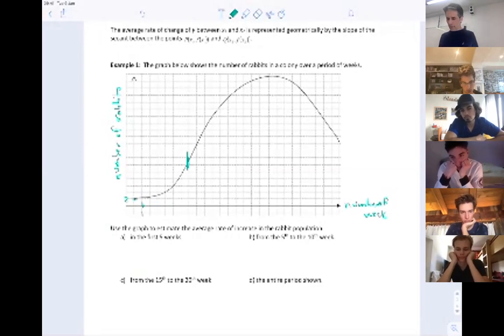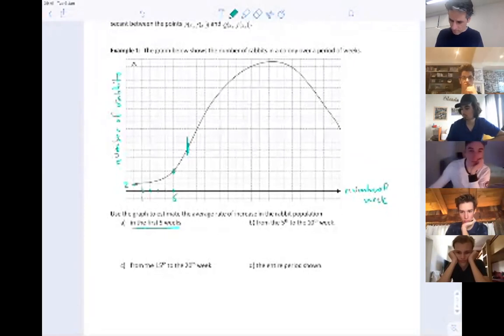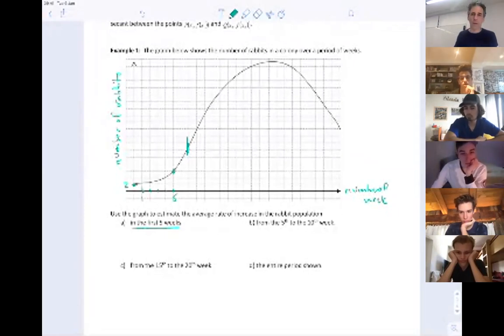Use the graph to estimate the average rate of change in the rabbit population in the first 5 weeks. So 1, 2, 3, 4. There's your 5th week. What would be the average rate of change in the first 5 weeks? How would you measure that?